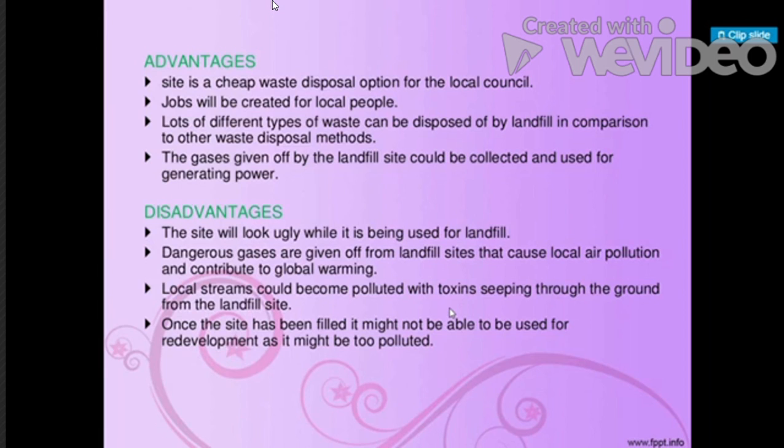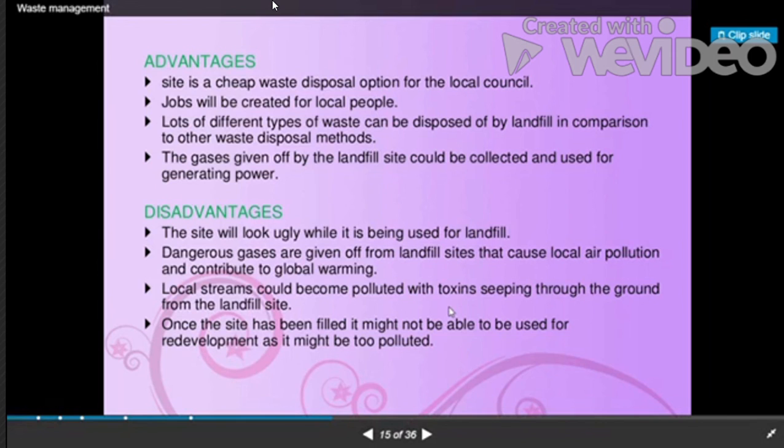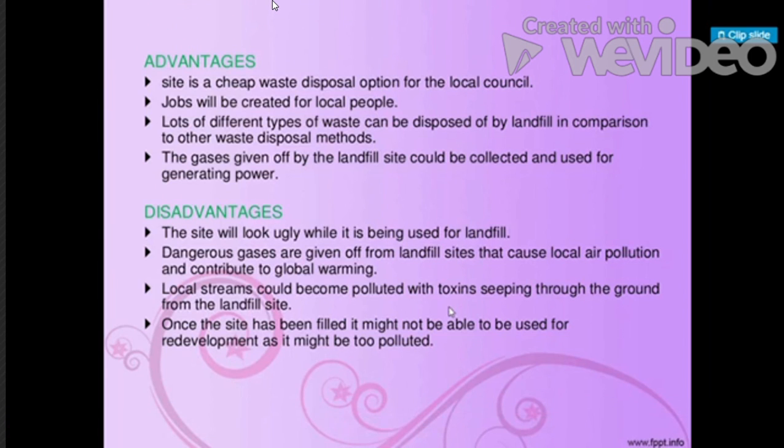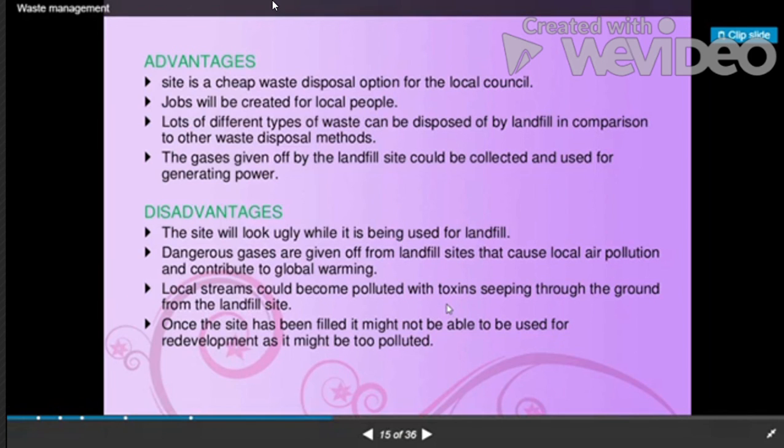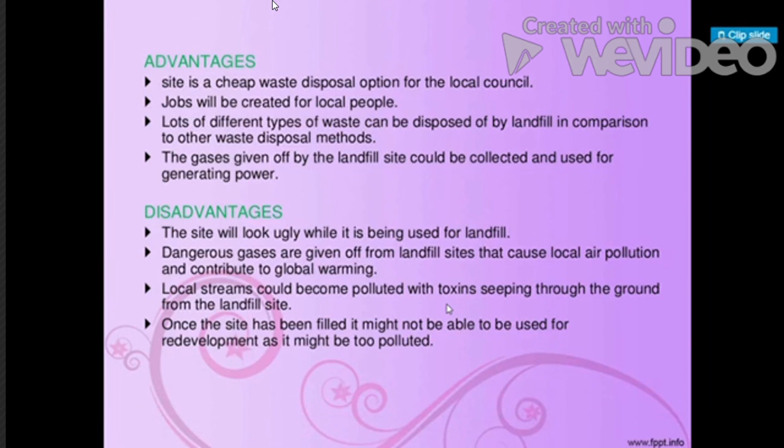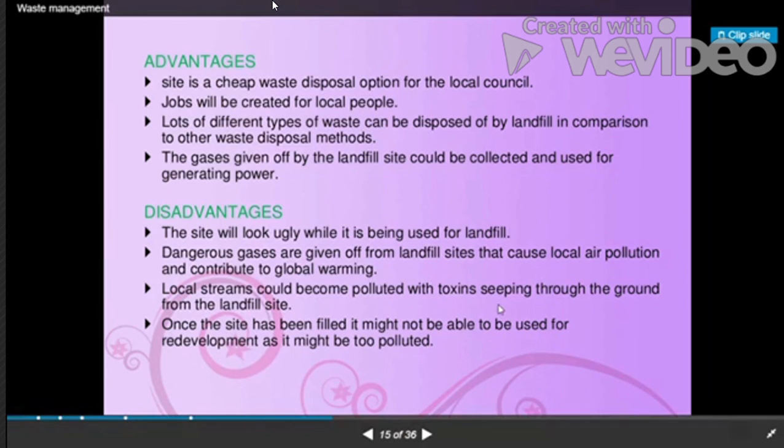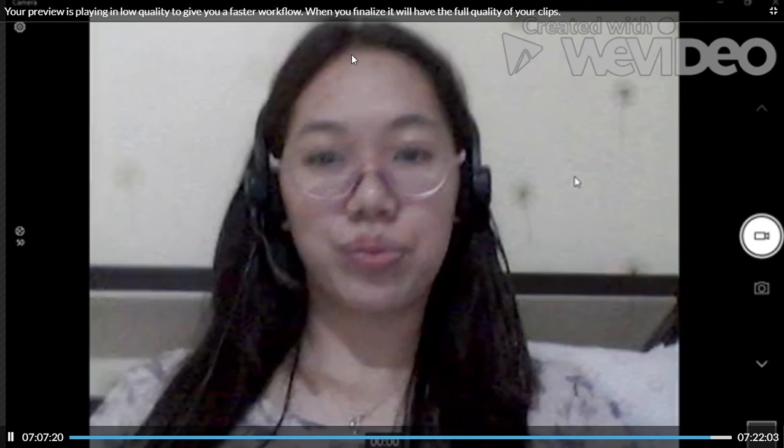What are the disadvantages? The site will look ugly while it is being used for landfill. As time goes by, as more garbage is generated, it will look ugly. Dangerous gases are given off from landfill sites that cause local air pollution and contribute to global warming. Local streams could become polluted with toxins seeping through the ground from the landfill site. And once the site has been filled, it might not be able to be used for redevelopment as it might be too polluted. So that ends my report about waste management.